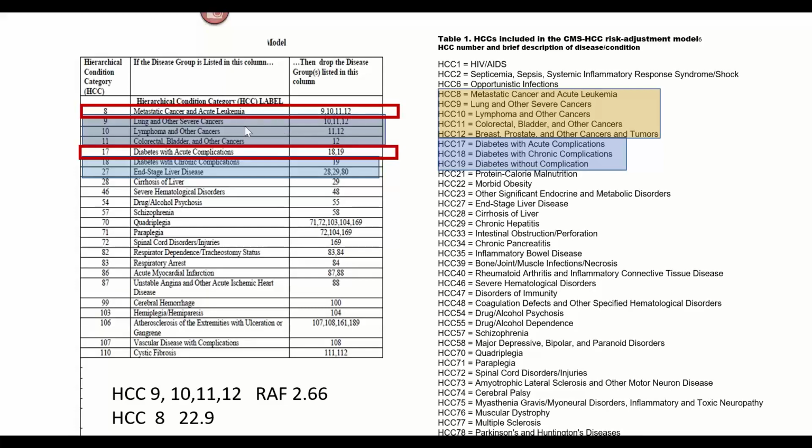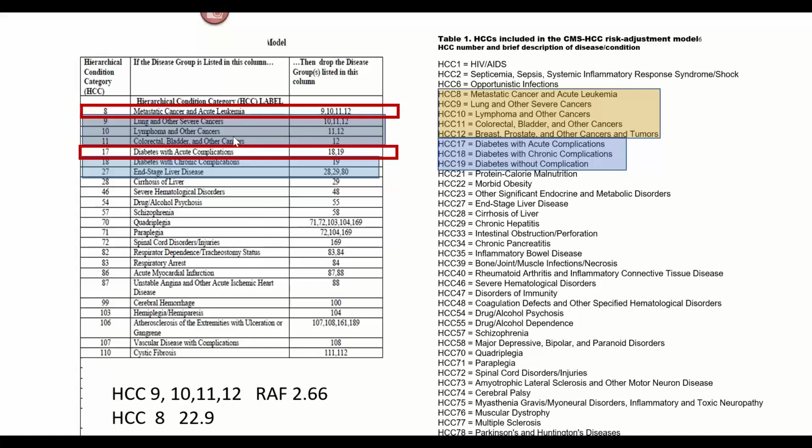So basically, if you have diabetes, the same thing. Diabetes, the acute complications are going to trump the chronic complications. We're going to trump the without complications. But I'll show you in the HHS model why that doesn't matter as much. But basically, any of these codes, so the lower that HCC category, that's the one that's going to trump the one that's above it. So 28 is going to trump 29 for cirrhosis of the liver. Schizophrenia is going to trump 58, which is another psychosis.